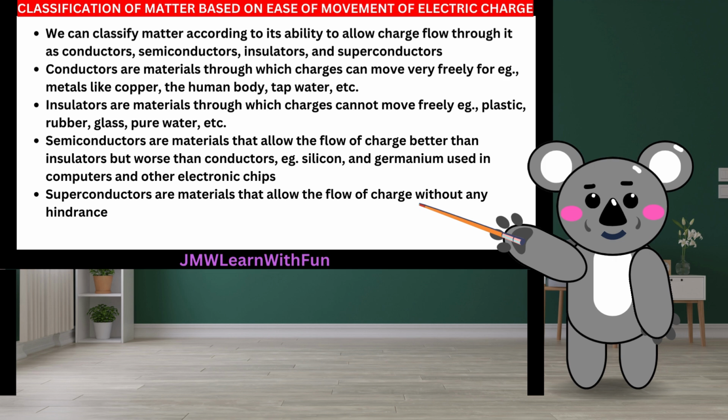Insulators are materials through which charges cannot move freely, for example, plastic, rubber, glass, pure water, etc. Semiconductors are materials that allow the flow of charge better than insulators but worse than conductors, for example silicon and germanium used in computers and other electronic chips. Superconductors are materials that allow the flow of charge without any hindrance.